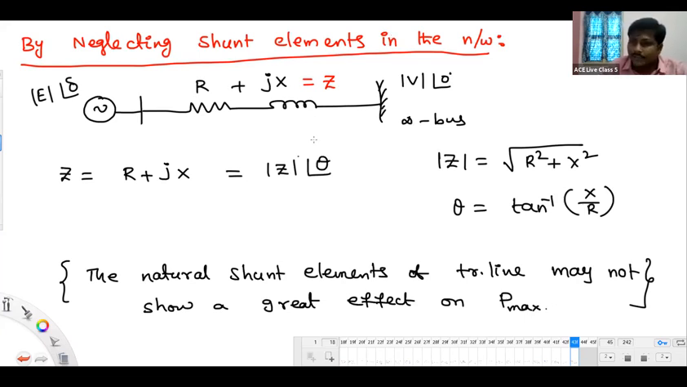ABCD parameters of this network I am going to write. Parameter A will be 1, in the sense 1 at an angle 0 degree. Parameter B is nothing but the series impedance Z, which is mod Z at an angle theta. That is sufficient. After that, I will write the real power equation P, and then I will say what is the condition for P maximum in this particular situation. Okay, let us show.